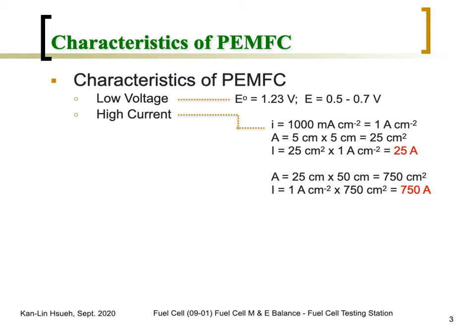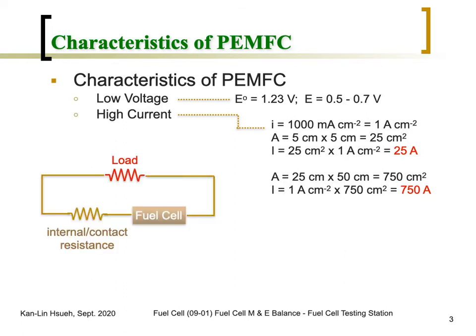This poses a big problem, because consider a fuel cell with a load. If the fuel cell outputs 0.7 volt and the internal or contact resistance consumes 0.1 volt, then the load, the electric appliance, only observes a 0.6 volt cell voltage. That loses more than 15% of the power. So even with a 0.1 volt voltage loss, you need to control the resistance at a very, very low level.